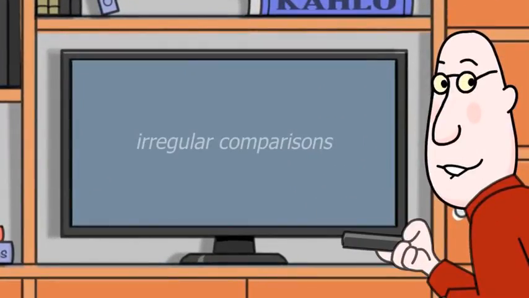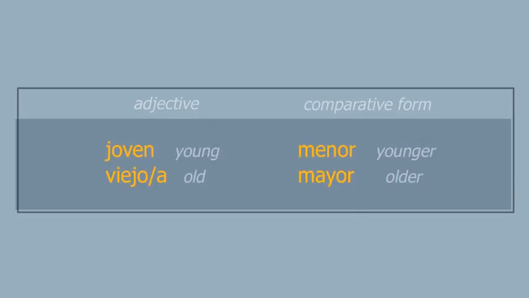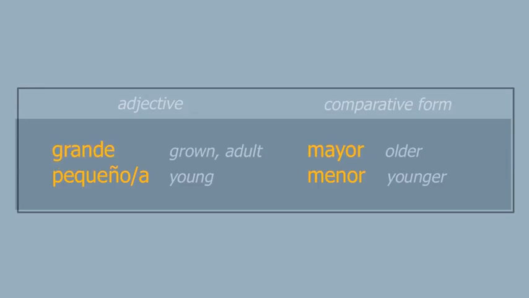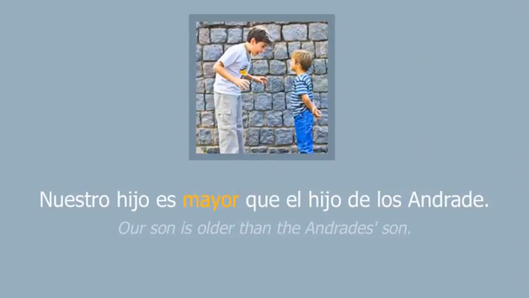Some adjectives have irregular comparative forms. Bueno, buena, mejor, malo, mala, peor. Joven, menor, viejo, vieja, mayor. When grande and pequeño refer to age, use the irregular comparative forms mayor and menor. Grande, mayor, pequeño, pequeña, menor. Yo soy menor que tú. Nuestro hijo es mayor que el hijo de los Andrade.